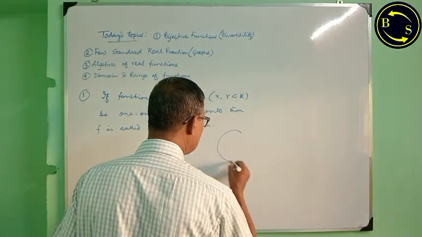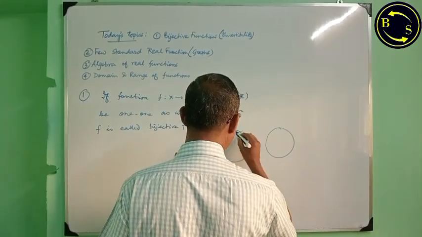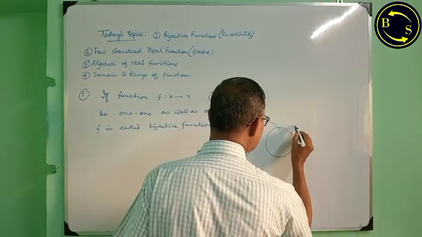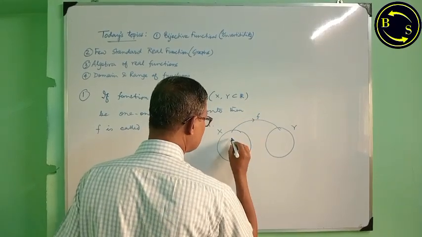With the help of a diagram, this is set x, this is set y, and the function is this.